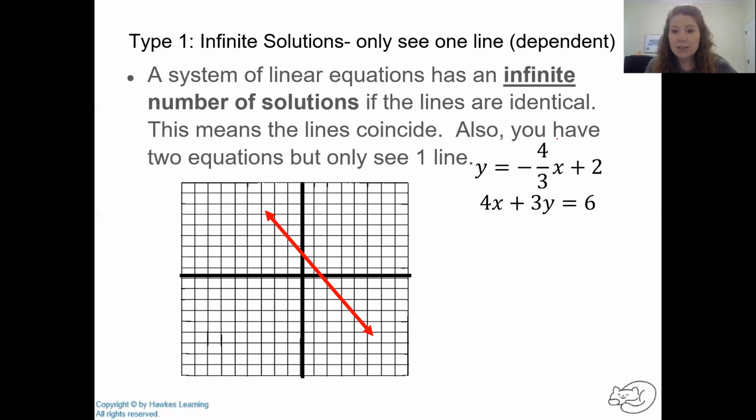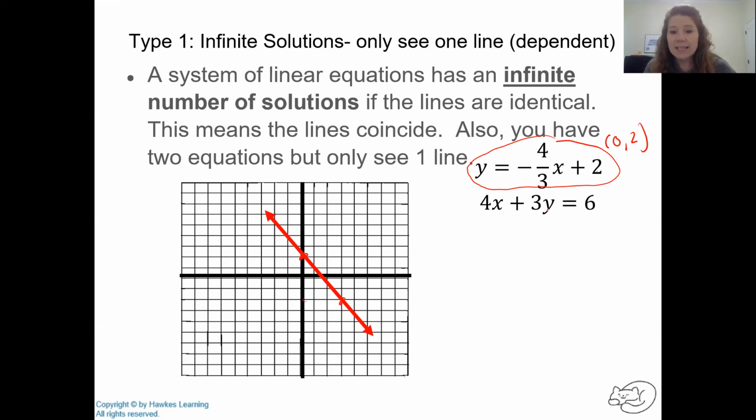The first equation, we're going to graph it. We start with our y-intercept, which is at (0, 2). So (0, 2), that's right here. And then our rise is 4 and our run is 3, and it's a negative slope. So that says we're going to go down 4, 1, 2, 3, 4, and right 3, 1, 2, 3. So that's how we graph that line.